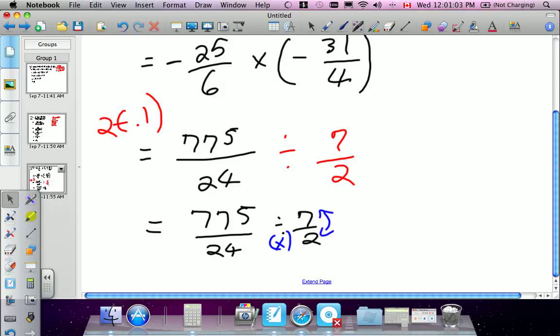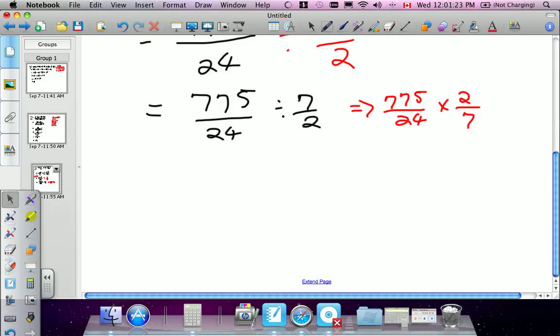So in red, this is what I'm hoping to do. 775 over 24, that's still the same fraction. Here's the process, okay? Our division sign now becomes a multiplication sign, and I flip these two numbers. It becomes 2 over 7. Now, we already know the multiplication rules. We've gone over them before. So I'm going to rewrite it down here. And with our multiplication rules, we multiply the top numbers by each other and the bottom numbers by each other.